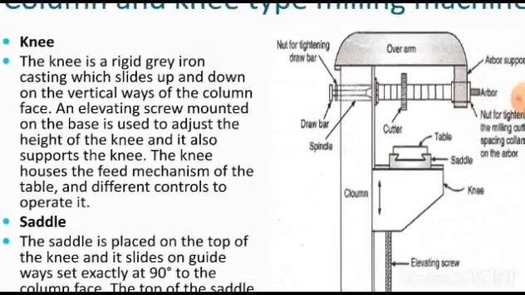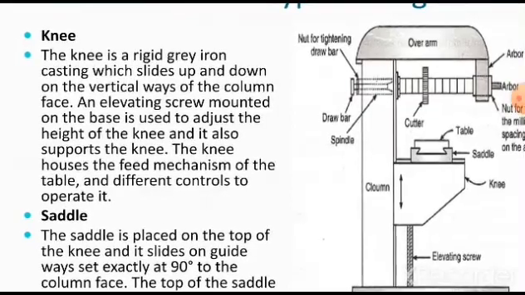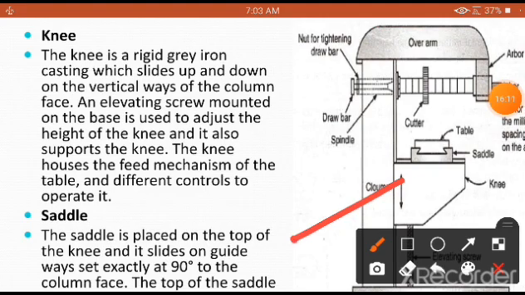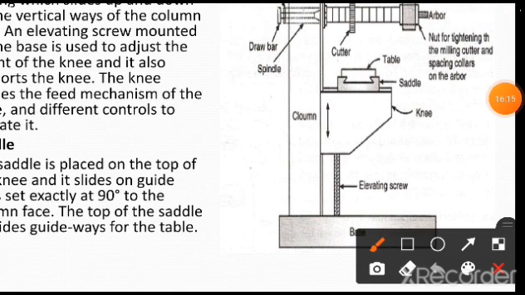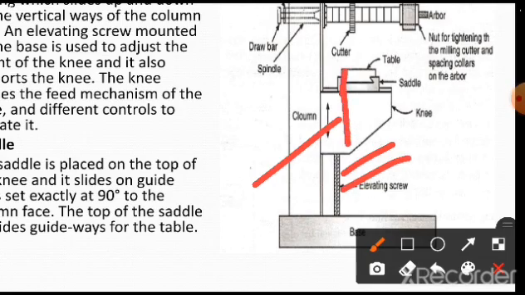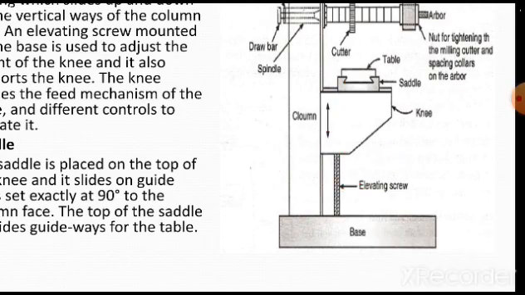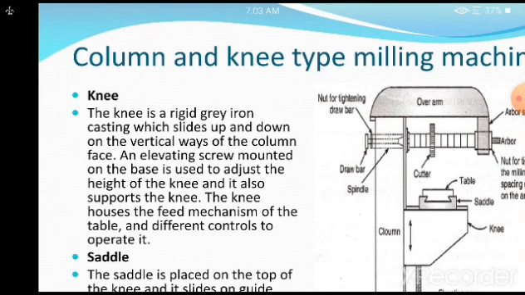And so how can this be made to move? The vertical movement is possible with the help of an elevating screw. This is an elevating screw which is going to act, and the knee is going to act like a nut. Suppose I rotate this screw, what happens? The knee is made to move up and down with the help of a screw known as an elevating screw. Okay, an elevating screw mounted on the base is used to adjust the height of the knee, and it also supports the knee. The knee houses the feed mechanism.